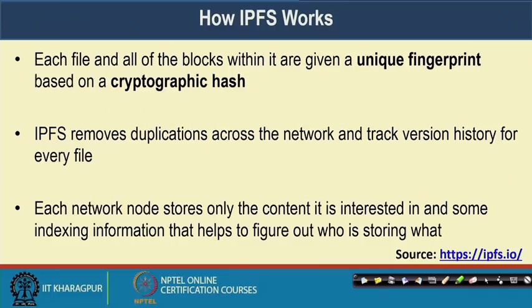In IPFS, each file and all of the blocks within it are given a unique fingerprint, through which you can identify a specific file or a specific block inside the file, based on a cryptographic hash function. Now, IPFS removes duplication across the network to save storage space and tracks version history for every file. If a file has been changed, it makes another replica of that file, so that if some user wants the old version, he or she will still be able to access it. And each network node stores only the content it is interested in, and some indexing information that helps to figure out who is storing what.